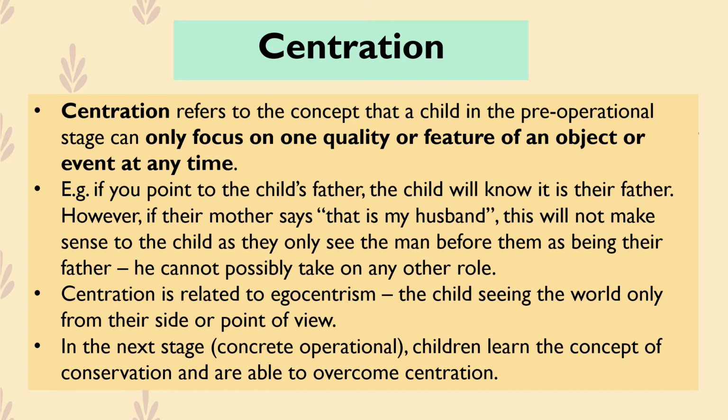And centration exists basically because the child is still pretty young, and children will later learn the concept of conservation. So conservation is the next step that the child goes to from centration. When they reach conservation, which is in the next stage, they are able to overcome this idea of centration and focus on more than one quality or feature of an object at a time.